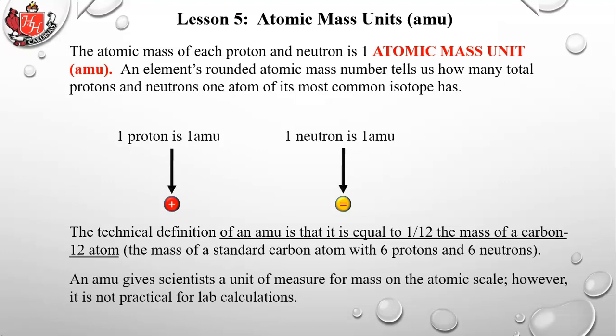An AMU gives scientists a unit of measure for mass on the atomic scale. However, it is not practical for lab calculations. We don't have a scale that'll measure 1 AMU, so what good does it do us to say that? So we're going to learn how scientists and chemists convert AMU into something usable that we can actually measure in a laboratory.